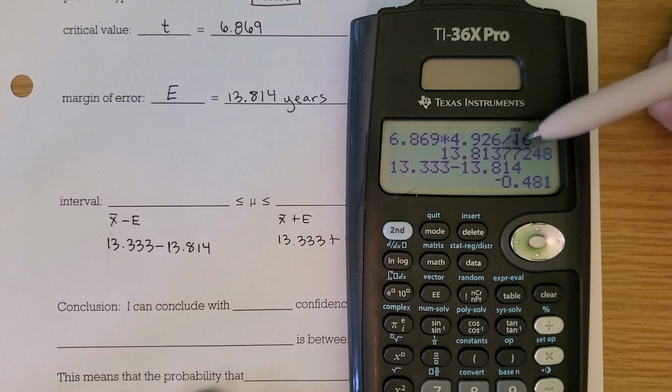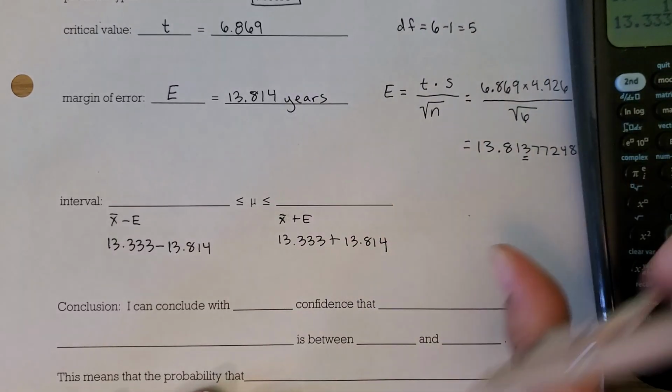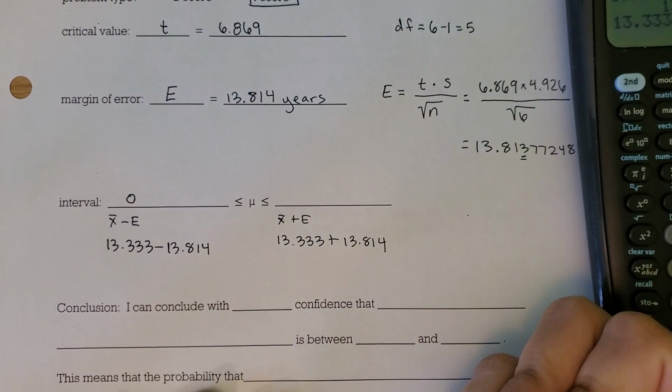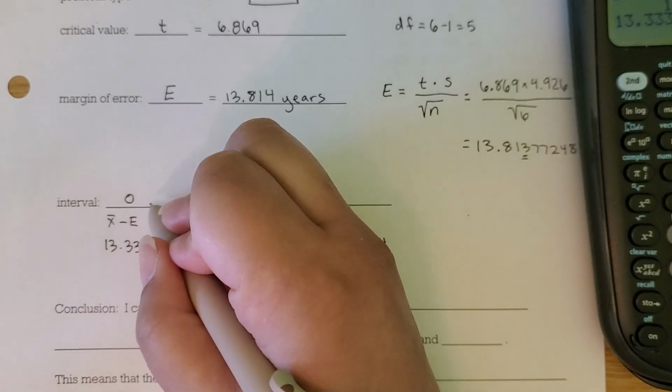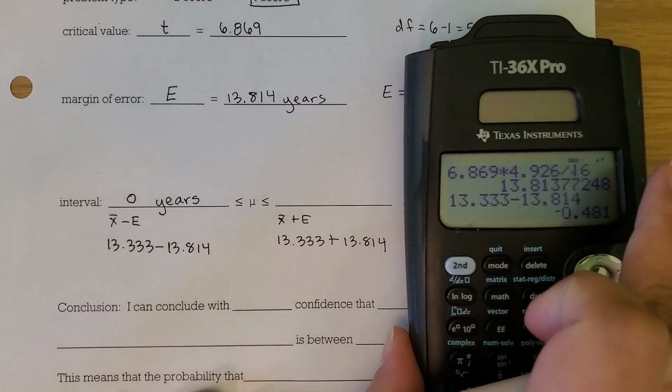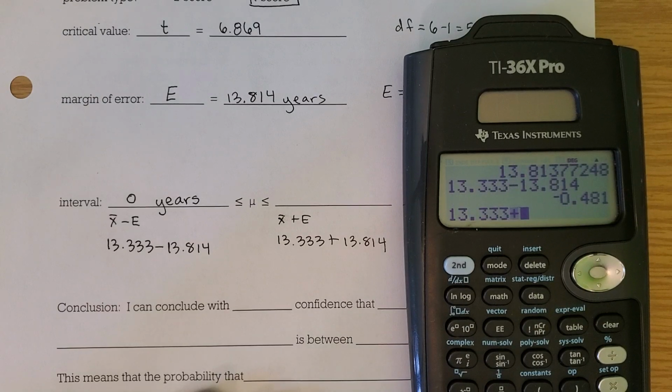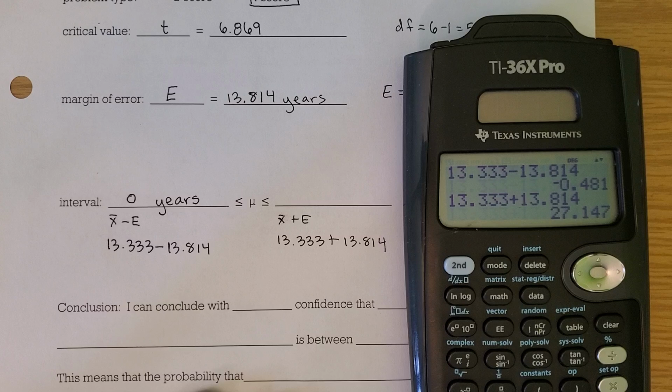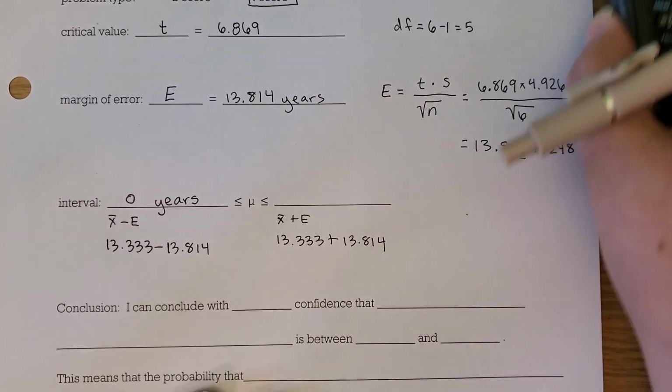Oh, so that gives us negative 0.481. So this 4 is going to keep that 0 as 0. So we just get negative 0, but that's the same as 0. And we were labeling things with years. This is a sample of ages. And then we'll add. We get 27.147. So to the nearest whole number, that 1 is going to keep that 7 the same. So we just get 27.